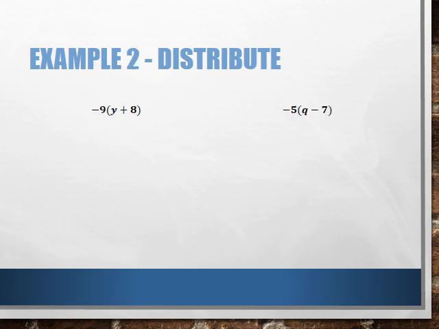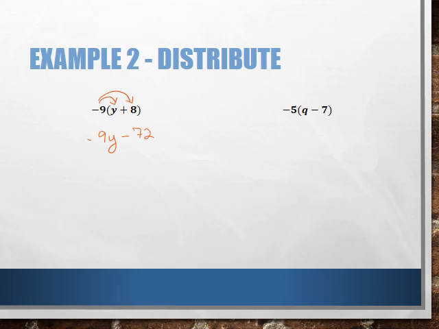Let's look at this one. I have a negative 9 times y and a negative 9 times 8. Well, negative 9 times y gives me negative 9y. Negative 9 times 8 gives me negative 72. Notice I wrote down negative 72, and that ends up reading in my final answer negative 9y minus 72.